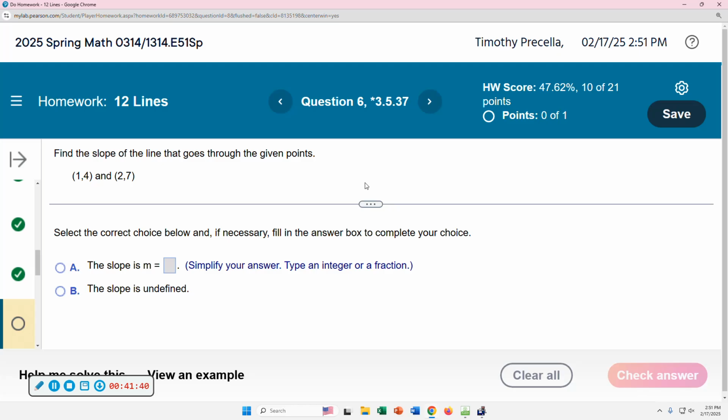Here they want the slope. The slope of the line passing through (1, 4) and (2, 7). If you just mentally thought about those 2 points, if you plotted them up here and connected them, it's not a vertical line, so it's certainly not undefined. It's not horizontal either. If it's a horizontal line, the Y values have to be the same. So it's a slanted line.